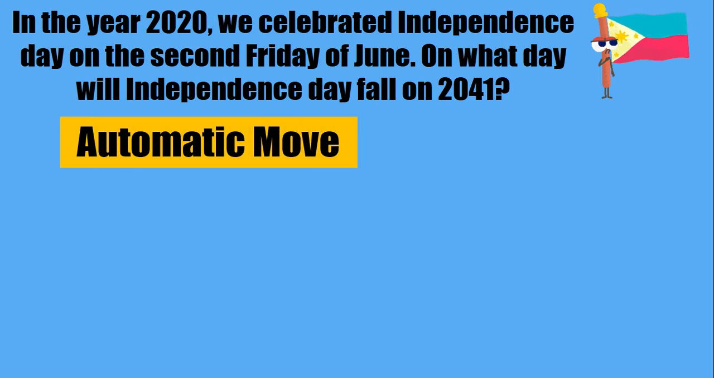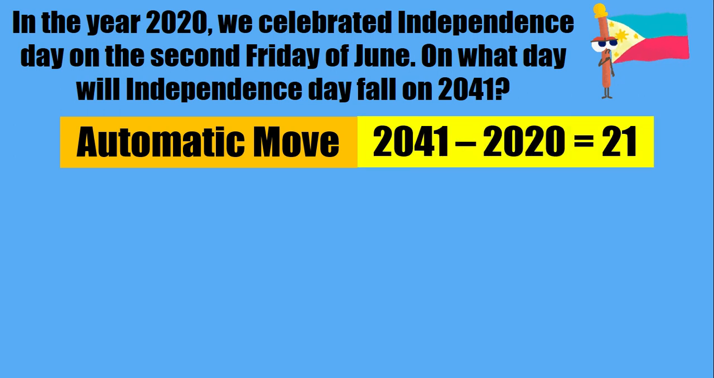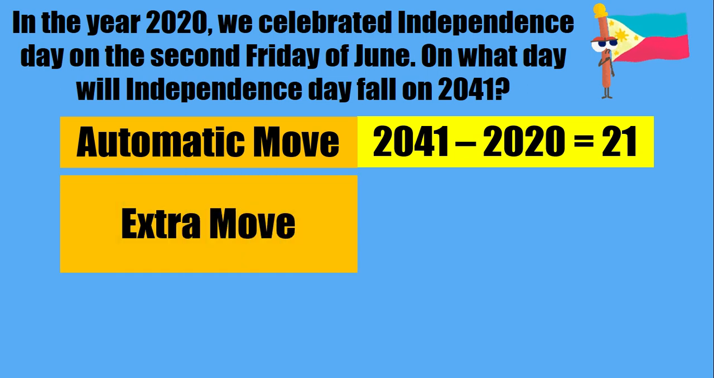Okay, so first we need to recognize the automatic move. So again, from 2020 to 2041, let's just subtract that. And that is 21. Okay, so our automatic move here is 21. And then for the extra move, provided that we have the date of June here, and our Independence Day is June 12.